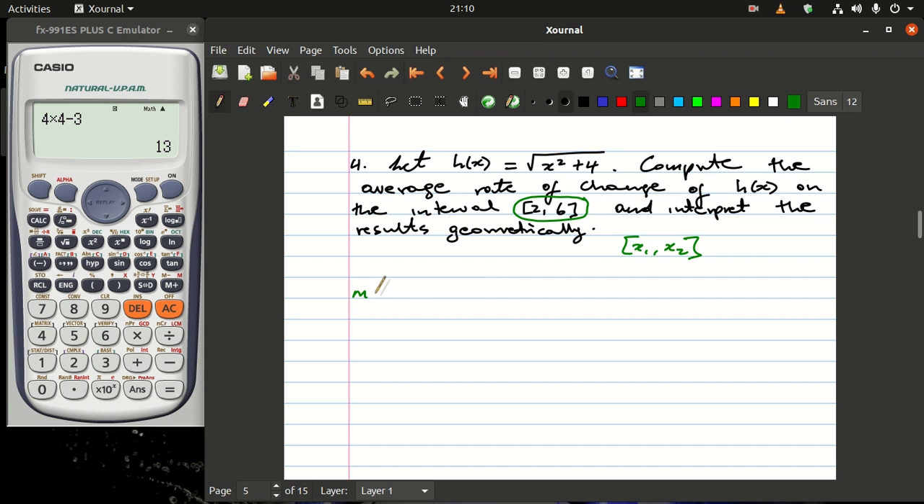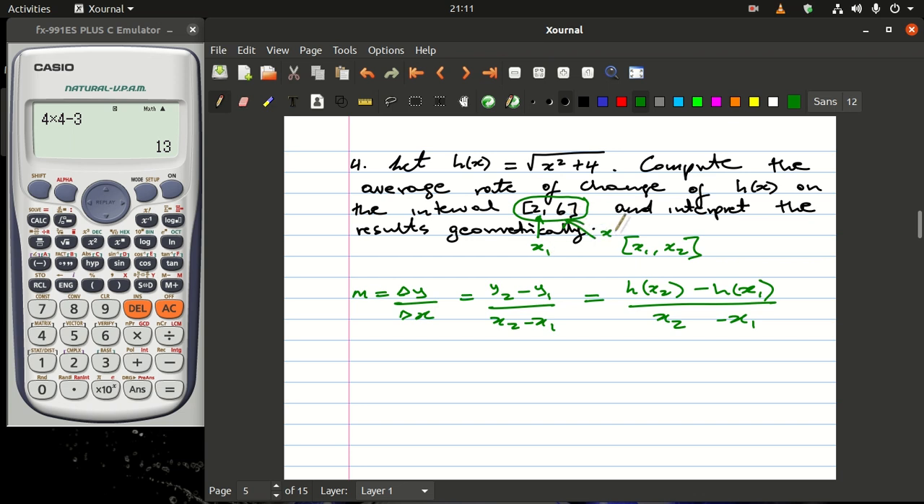And actually, we are looking for m, which is equal to delta y divided by delta x. Of course, delta y is y2 minus y1 all over x2 minus x1. If you work your magic around this, you will find out that we are looking for h of x2 minus h of x1, and then you divide this by x2 minus x1. Once we are here, we already know that the 2 is going to be x1, and the 6 is going to be x2.